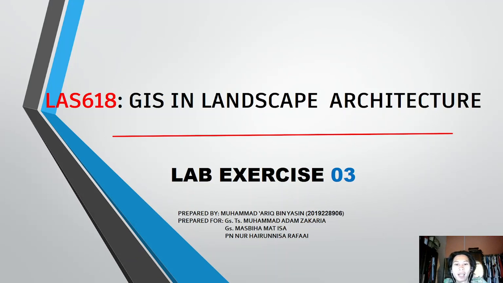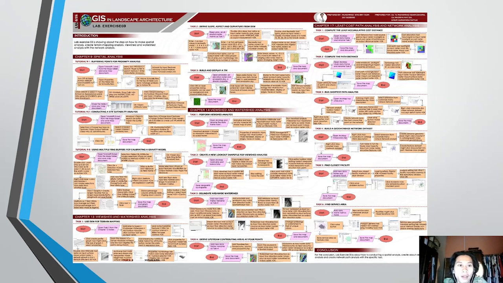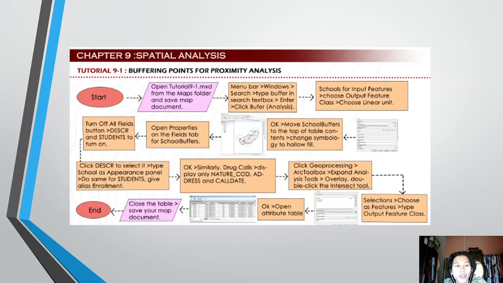I will talk about JS in landscape architecture, which is in lab exercise 3. For the introduction, lab exercise 3 is showing how to make spatial analysis, grid terrain mapping analysis, viewshed and watershed analysis with the network analysis. Now we go to chapter 9, which is the spatial analysis.